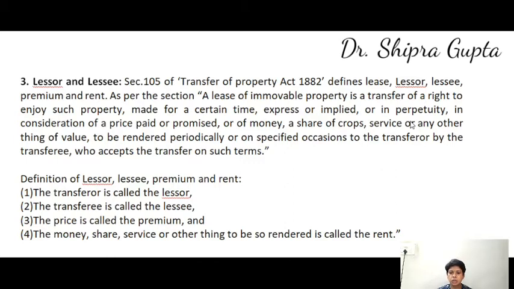As per the section, a lease of immovable property is a transfer of a right to enjoy such property made for a certain time, express or implied, or in perpetuity, in consideration of a price paid or promised, or of money, a share of crops, service, or any other thing of value to be rendered periodically or on specified occasions to the transferor by the transferee, who accepts the transfer on such terms.